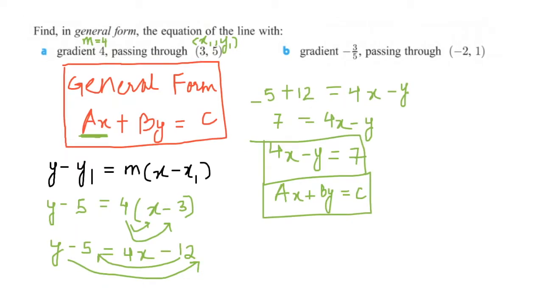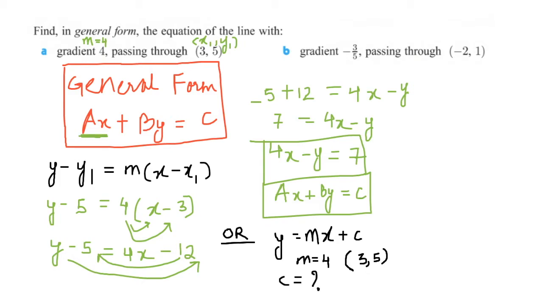Now there is one more method to solve this question, and I have seen my students use this method quite often, which is using y is equal to mx plus c, the gradient intercept form. In this question, we already have m, which is 4, and we have been given a point. This point lies on the line, so it has to satisfy this equation. We can substitute x and y and find c, because c is missing. Let's see how it goes.